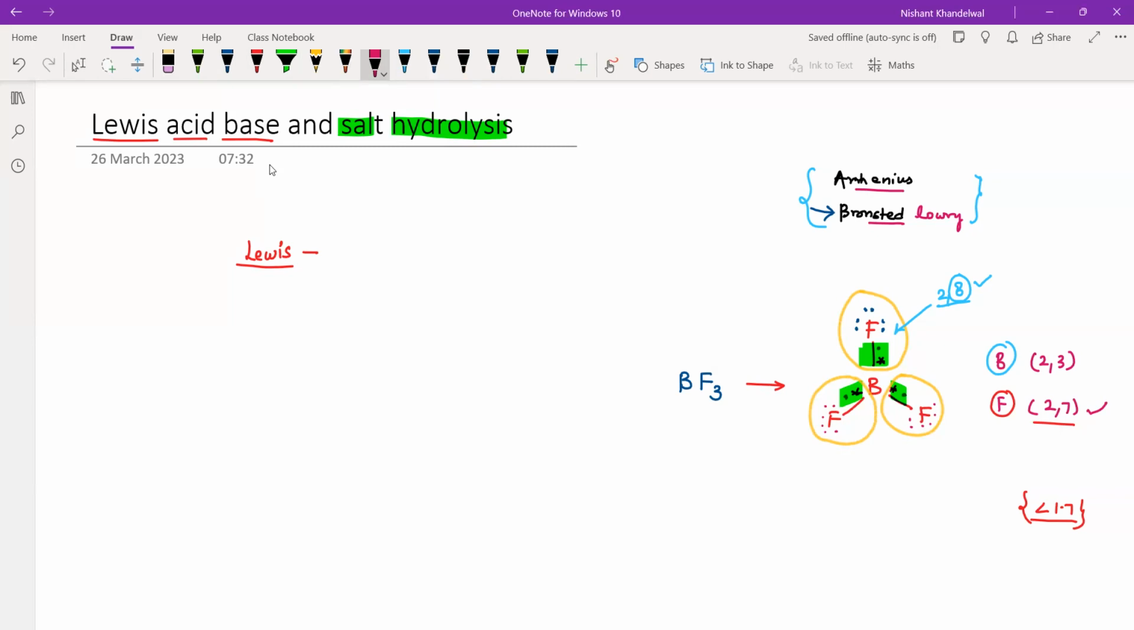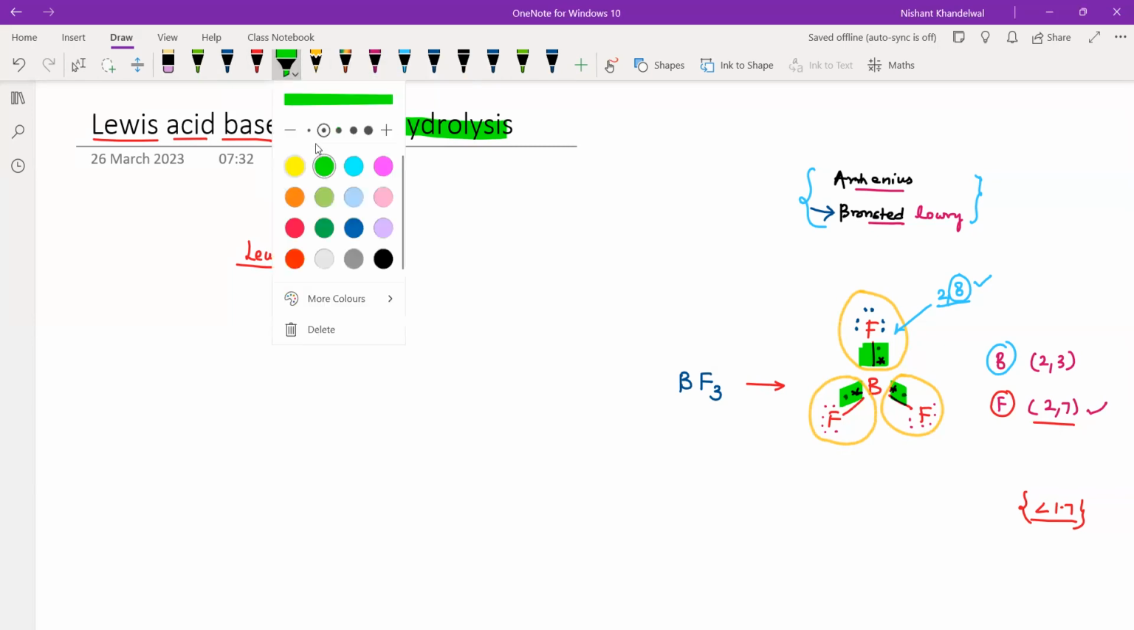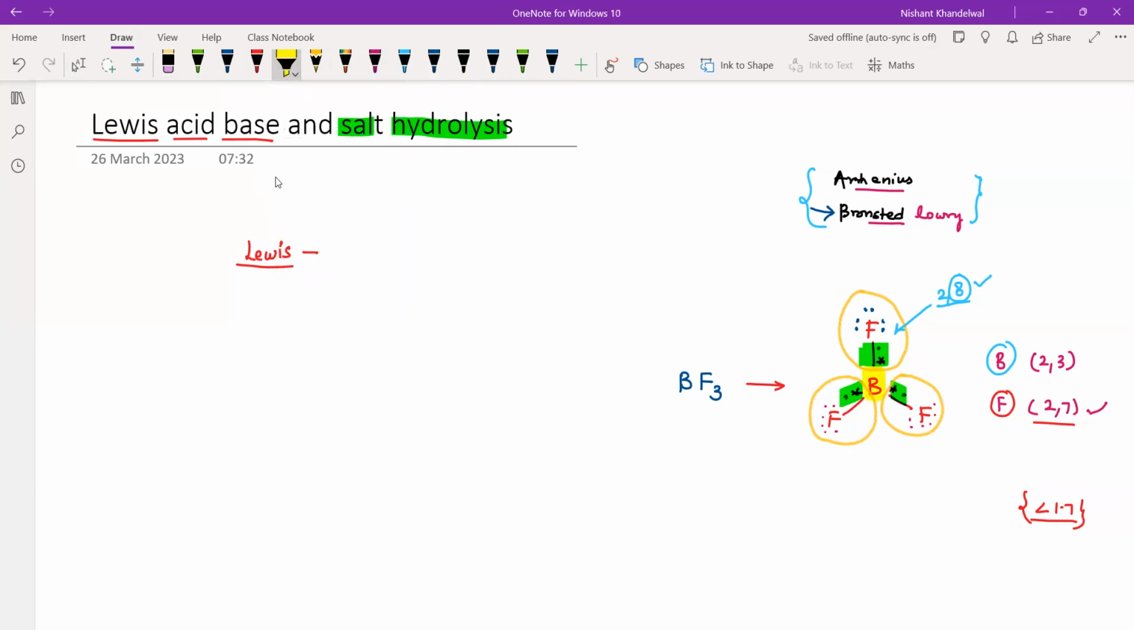Now, what about boron? That is the important issue. If I count the electrons of boron after the bonding, I will find it has only 6 in the outermost shell. You can check: 2 plus 2 plus 2 is 6. So it means it is still short of an octet. So it is not happy.